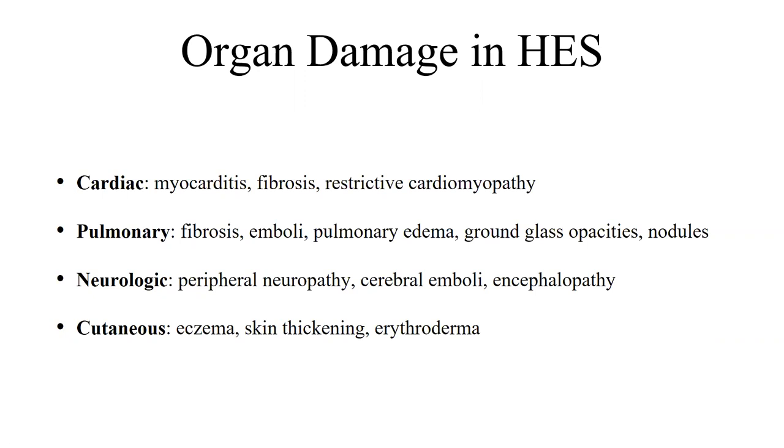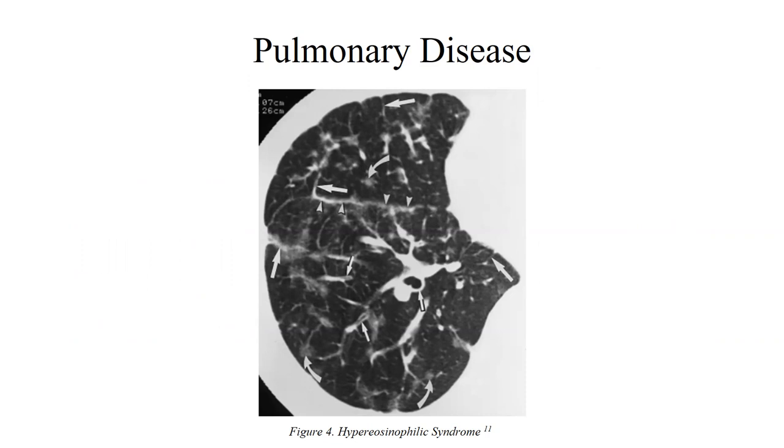So I was able to find a couple of radiology resources. If any of you want them, I thought they were very helpful. It walks you through the various eosinophilic lung diseases and the common radiographic findings that you'll see. Pulmonary involvement is seen in 40% of these cases. And like I said before, you can see things like pulmonary edema, nodular opacities, ground glass opacities, and pleural effusions.